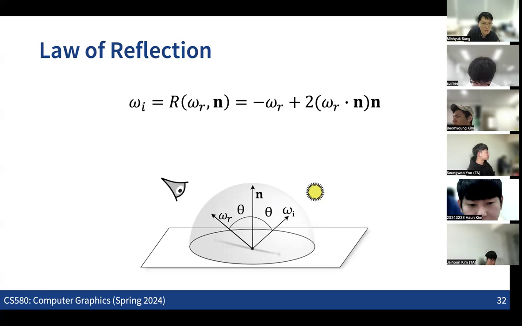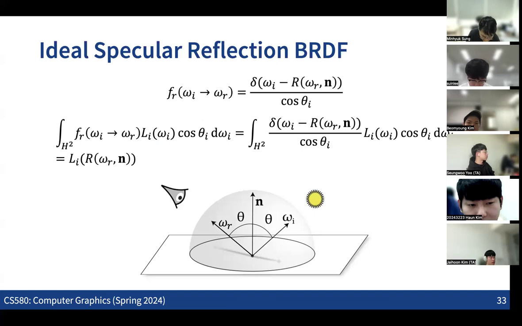And here also, in terms of computing the reflection equation and also the LTE, the path tracing, this results in a Dirac delta function for the BRDF, right? So if we think about the BRDF for this ideal specular reflection, we only have some constant value when the incoming direction is exactly the same as the reflection direction of the outgoing direction, right? Otherwise, the function should return zero, right?